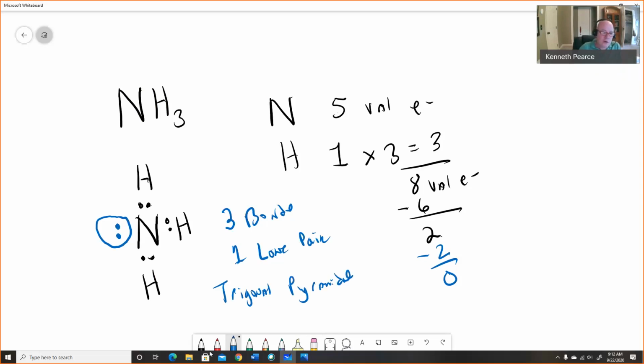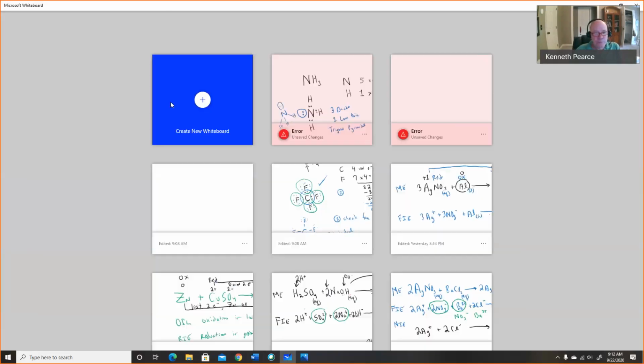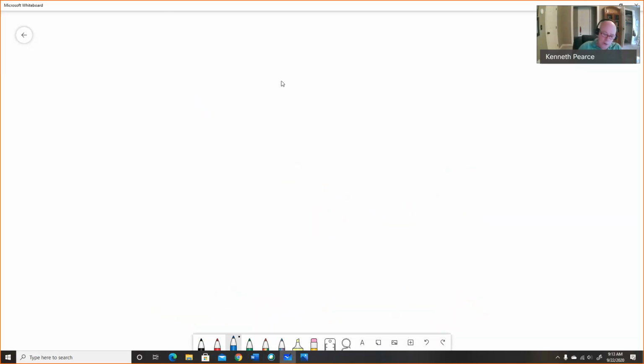Because if you sketch it out, it actually looks like a pyramid. There you go. So that has 3 bonded, 1 lone pair, and that makes it trigonal pyramidal. It's literally a triangle-based pyramid. Okay, so if you have extra electrons, they go back on the center atom. Now, let's do another one.